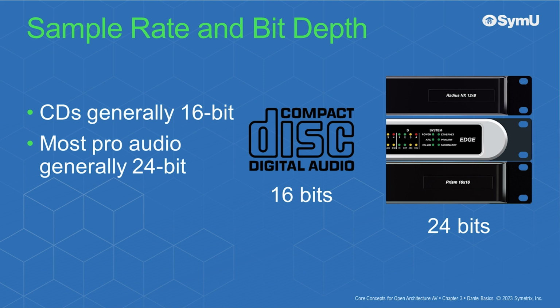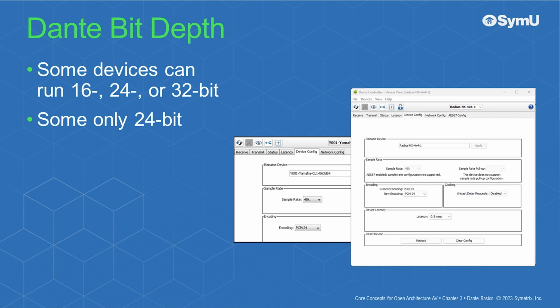CDs are generally 16 bits, 44.1 kHz, while most pro audio is generally 24 bits. Symetrix DSPs are natively at 24-bit, 48 kHz. Some Dante devices are adjustable to 16-bit, 24-bit, or 32-bit, while others, like Symetrix DSPs, are locked at 24-bit.